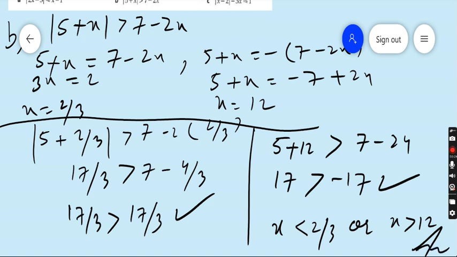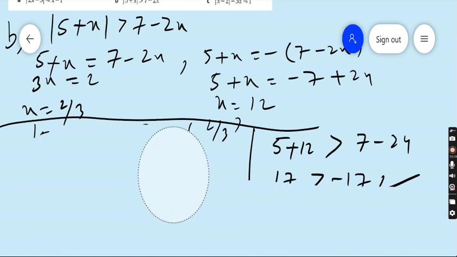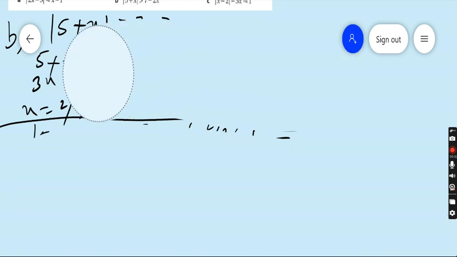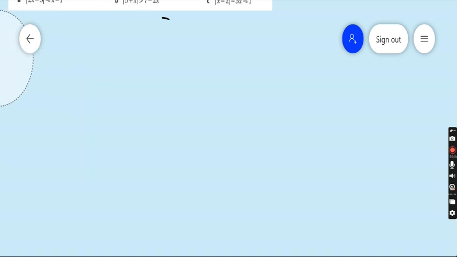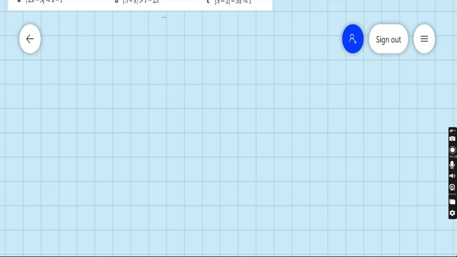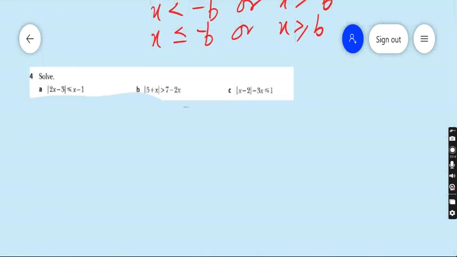Move to the next part, part C. So sometimes it is necessary to check the answer in the book if we have a doubt. C part.